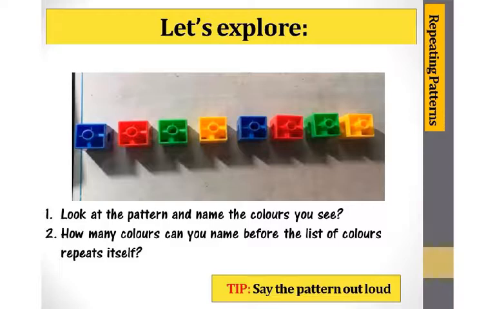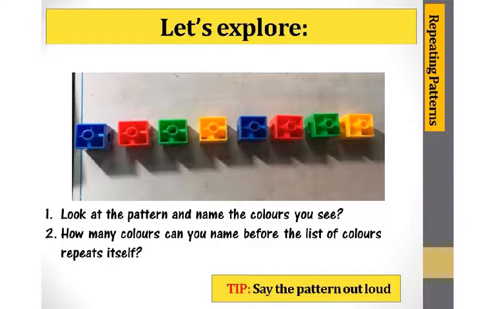So let's look at number 1. Look at the pattern and name the colours you see. So you would have seen the colours blue, red, green and yellow. And then when you said the pattern out loud, you would have said blue, red, green, yellow, blue, red, green, yellow. So you were looking for the core, okay?